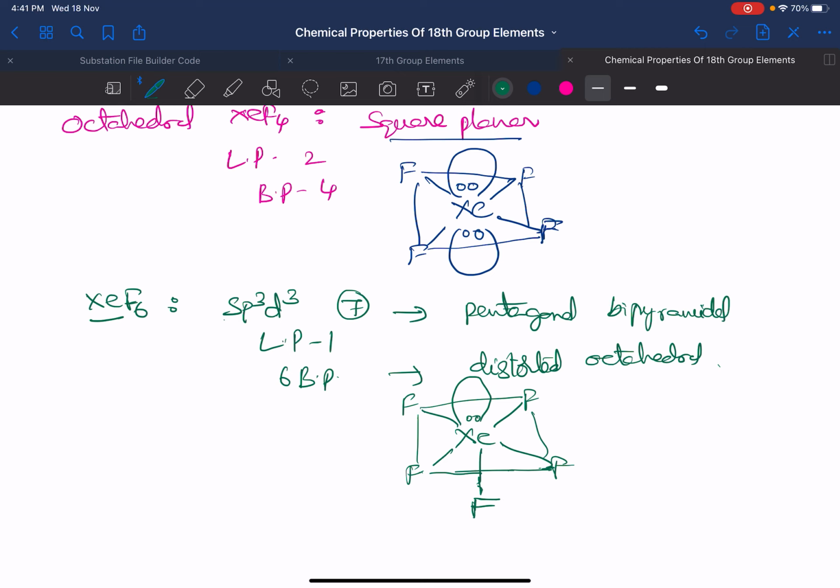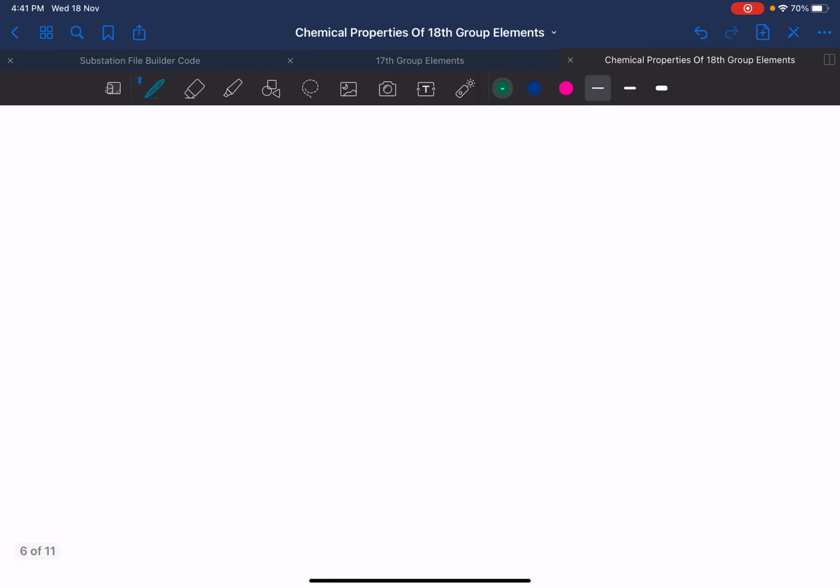So this is the structure of the distorted octahedral xenon hexafluoride. So these are the structures and hybridizations of the xenon fluorides. And the next one is, we have already known that all xenon fluorides are the best fluorinating agents. They easily react with water. All these xenon fluorides, that is XeF2, XeF4 and then XeF6, are solids.